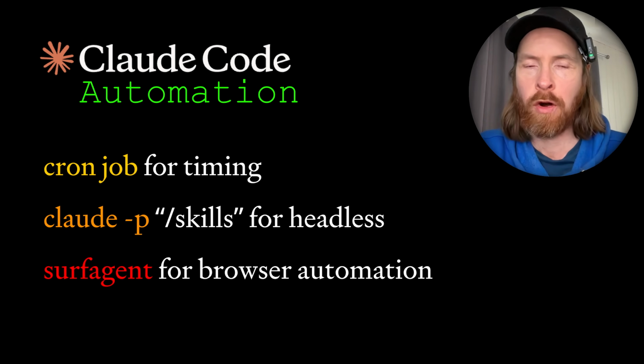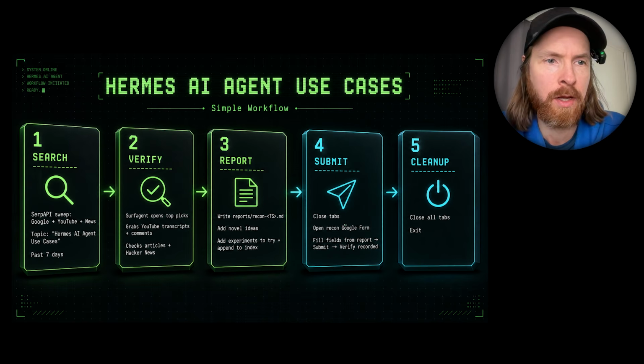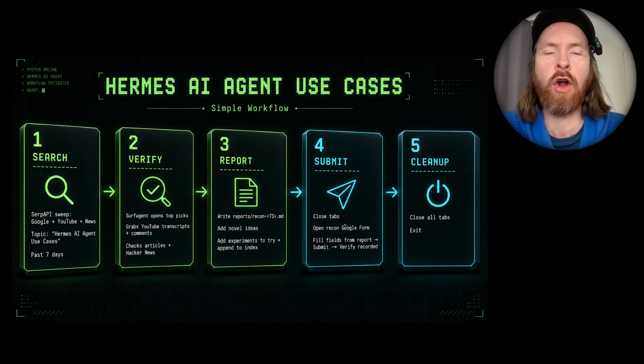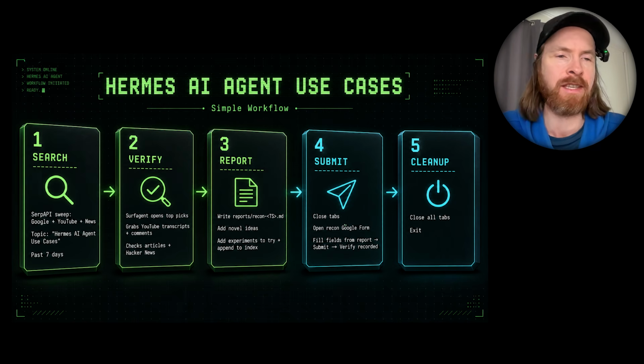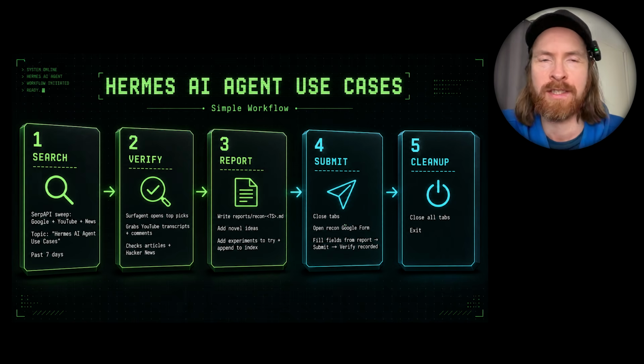So now, before we get into it, I just want to show you how I plan to do this today and what kind of automation we want to do. Okay, so for this example, what we're gonna do is pretty straightforward. We want to set up this Hermes AI agent use cases research. This is just an example, right? So we have these 5 steps here.